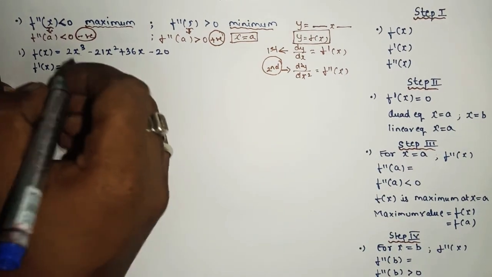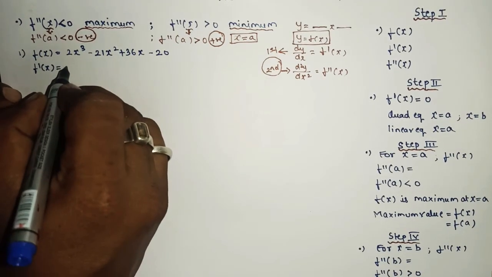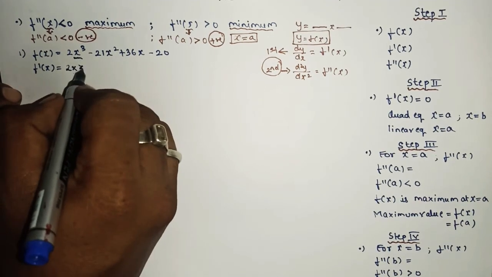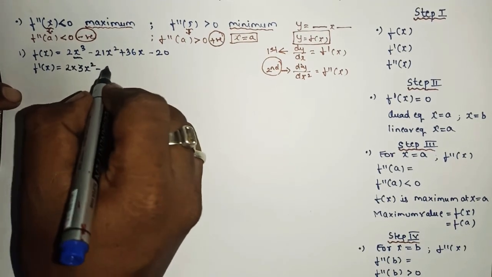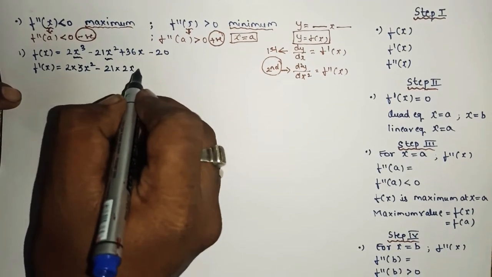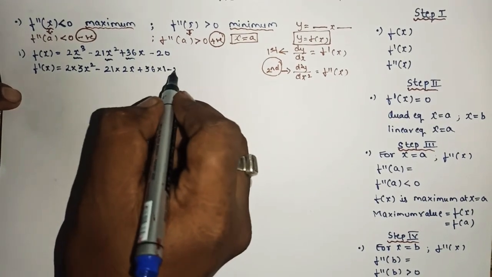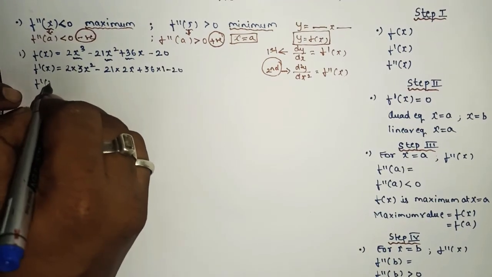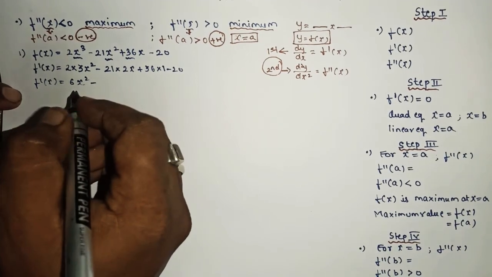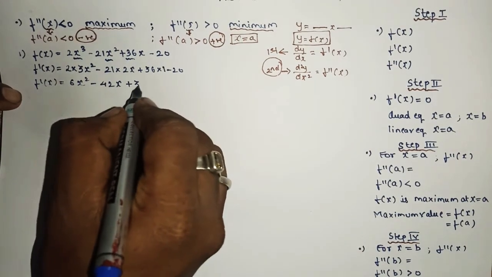So for the first derivative, f dash x means we have to derivate with respect to x. So this 2 will be as it is. We'll apply the formula of x raised to n. So this will be 3x square. Yes or no? This 21 is constant, we'll keep it as it is. Derivative of x square is 2x. We'll keep this 36 as it is. And derivative of x is 1. So f dash x is equal to 6x square minus 42x plus 36.